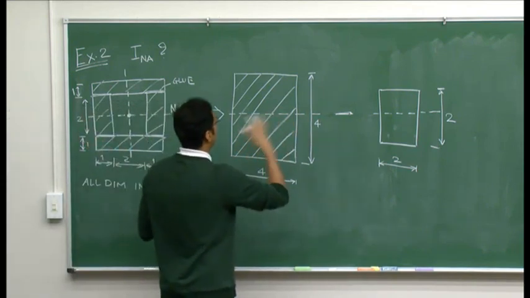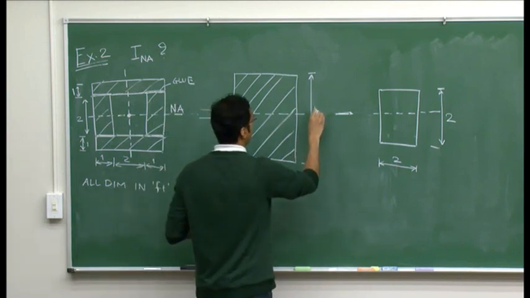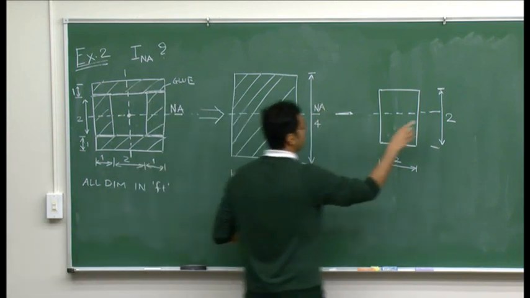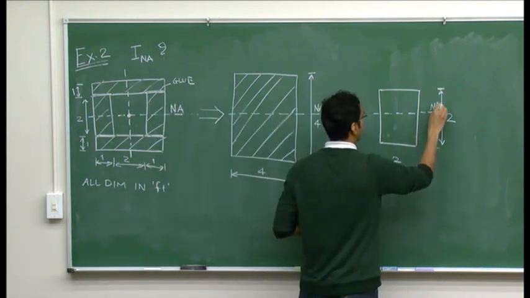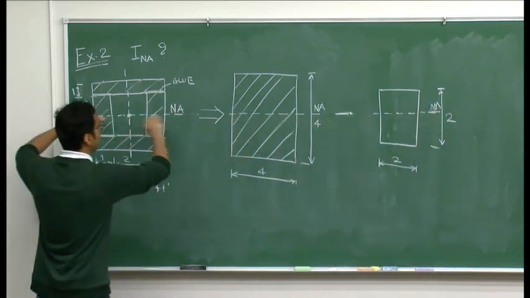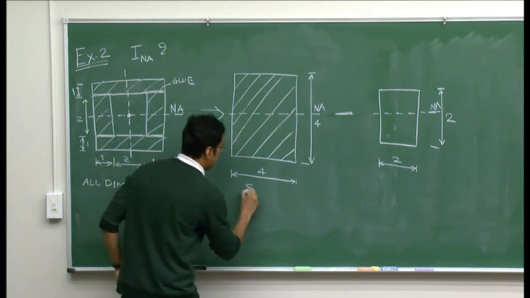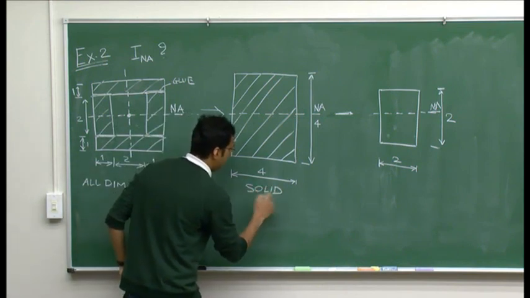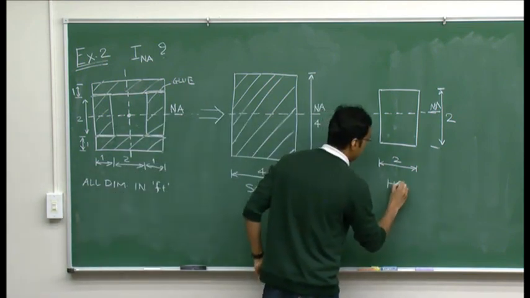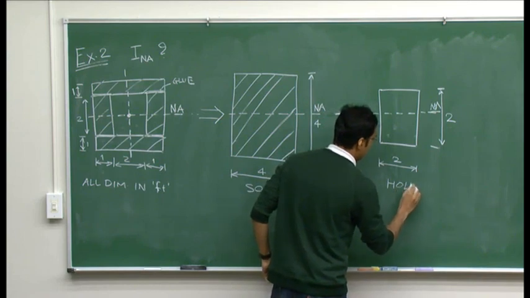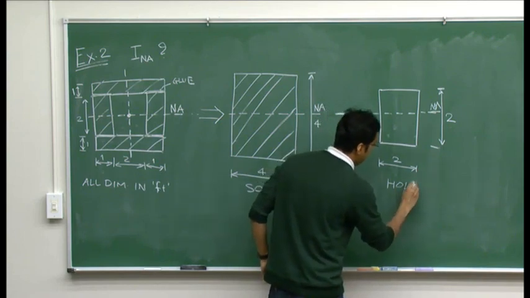Clearly, since both of these are symmetric, we know that this is going to be the location of neutral axis for both of them, which is essentially same as this neutral axis. And we are going to use, let's call this solid, and this is, let's call this hollow.